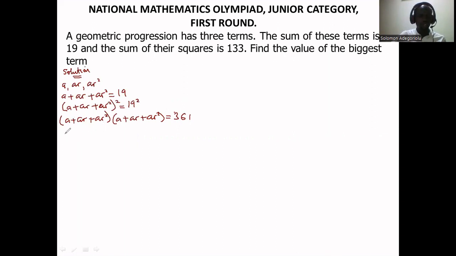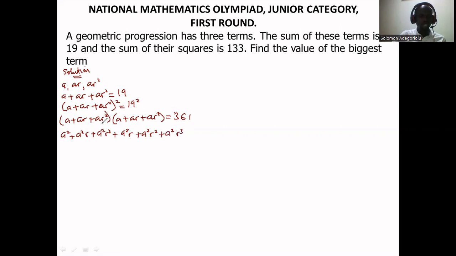A times A, that's going to give us A squared. A times AR, that will be plus A squared R. A times AR squared, that will be A squared R squared. The second one now, AR times A, that's going to give us A squared R. AR times AR, that's going to be A squared R squared. AR times AR squared, we're going to have A squared R raised to power 3.